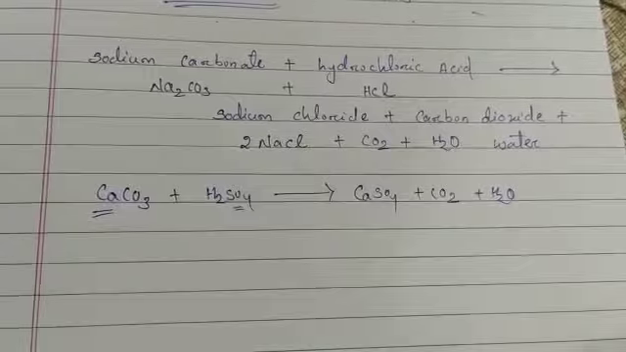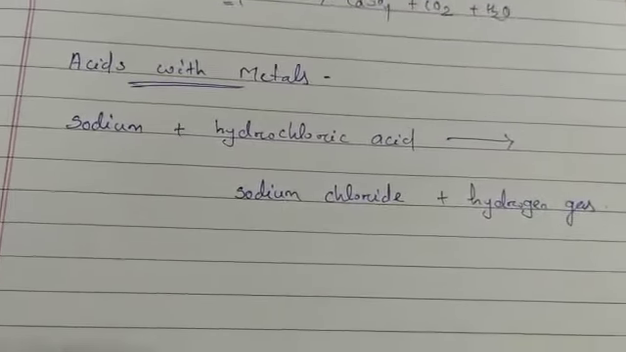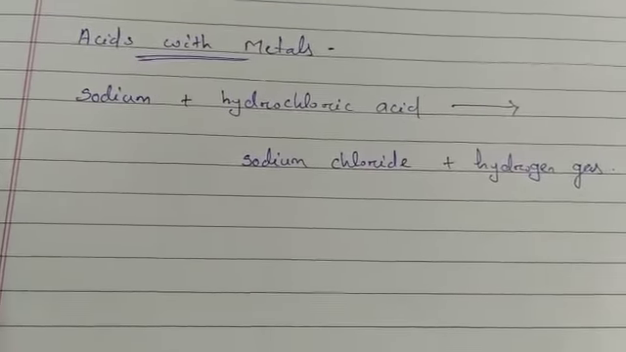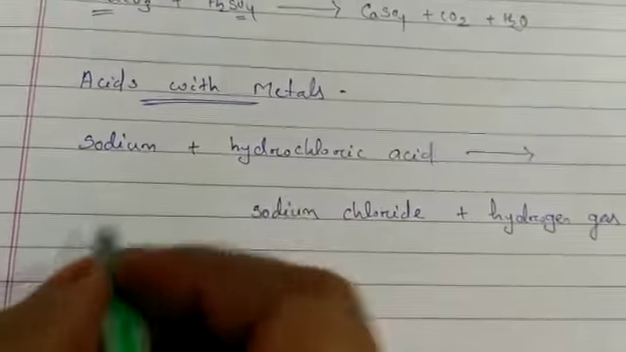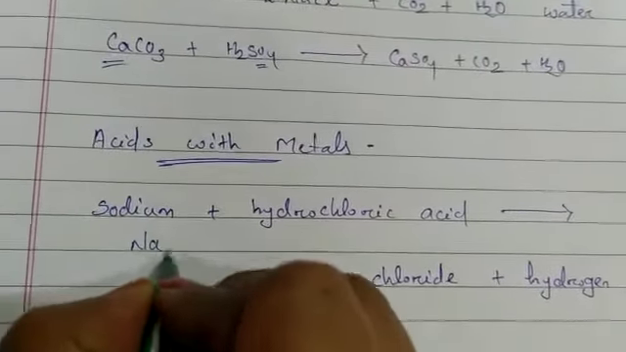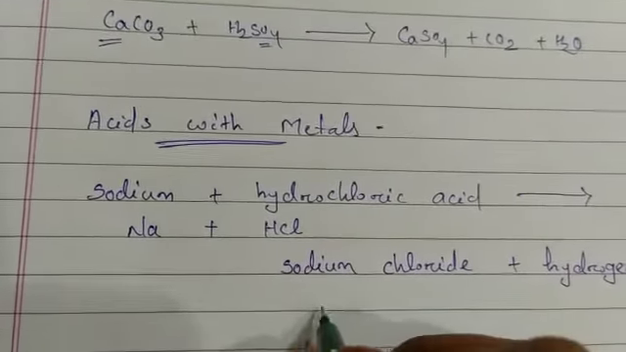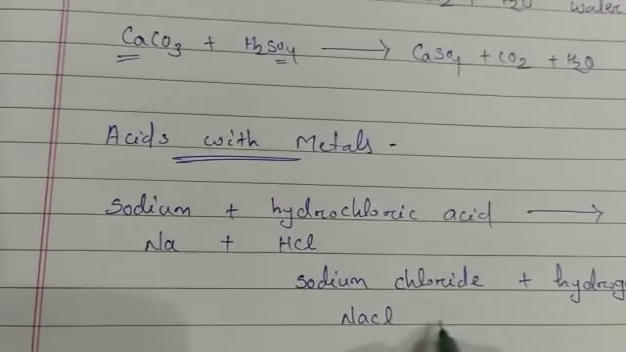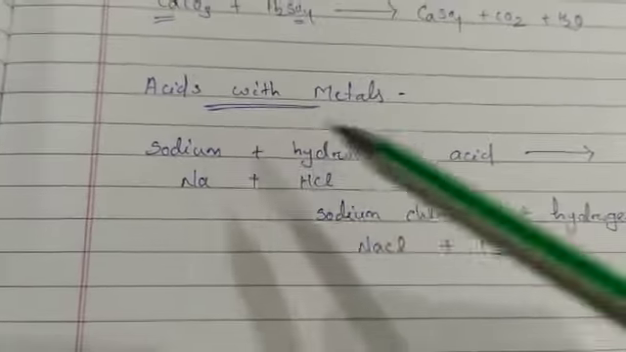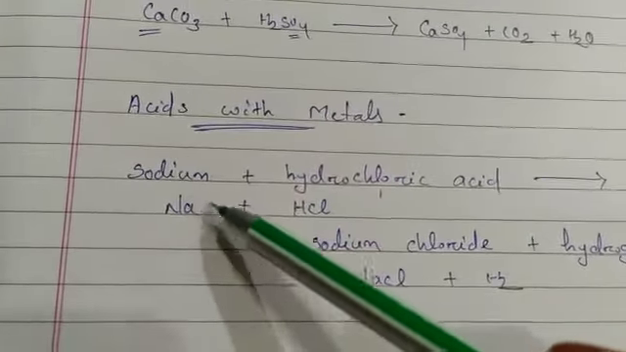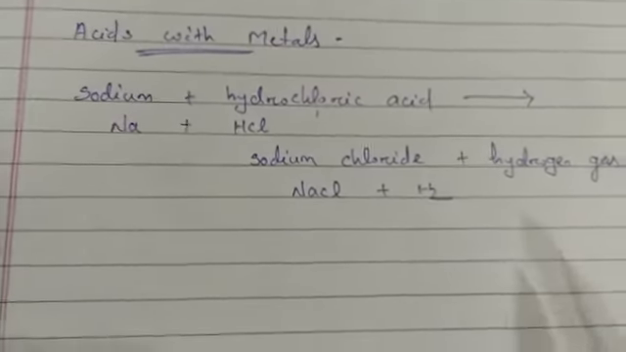Next, acids react with metals. Here also, mostly dilute acids react with metals to produce salt and hydrogen gas. For example, we take the metal sodium. Sodium plus hydrochloric acid, HCl, produces sodium chloride, NaCl, along with hydrogen gas. So when dilute acids react with sodium, it produces the salt sodium chloride along with hydrogen gas.